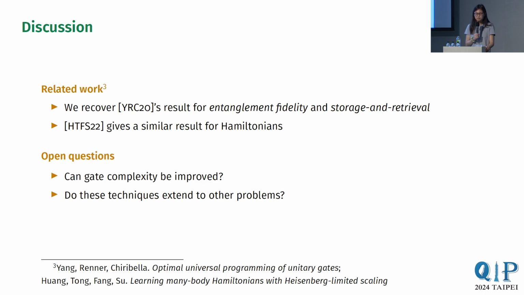In your model, you don't have access to the inverse or to the controlled versions, but you still get this Heisenberg scaling, which is kind of surprising. Does the lower bound hold even in these stronger access models? Yes. The lower bound holds in a very strong model.